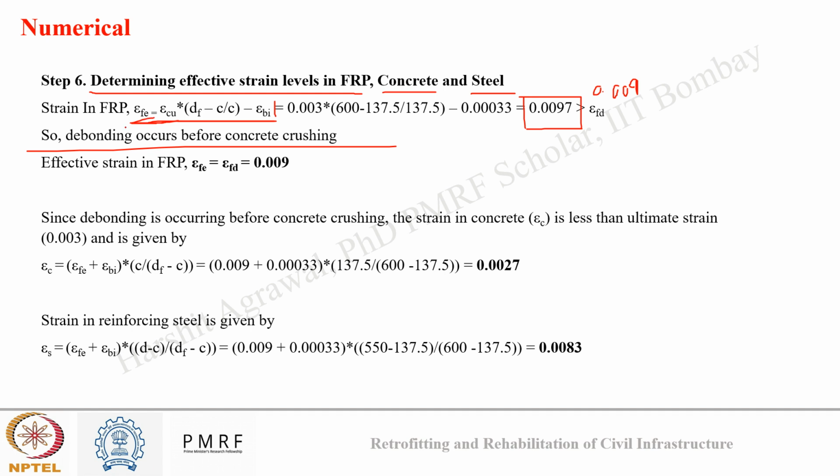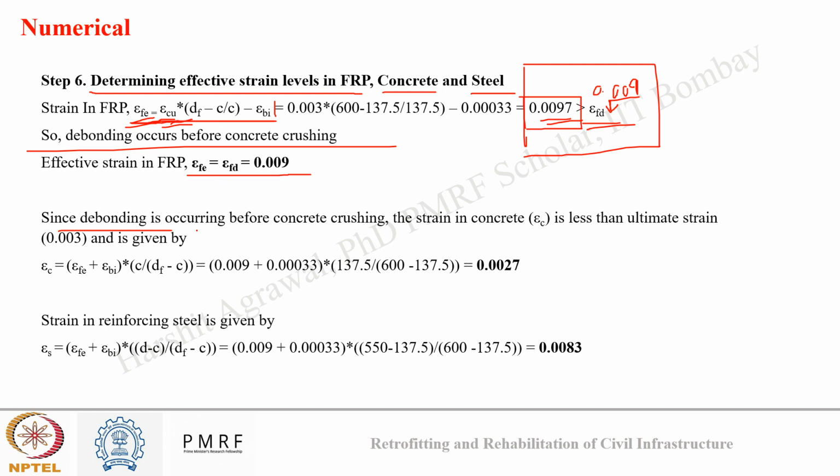Epsilon Fe we calculated by assuming that the strain is compatible with concrete crushing. But since this value is more than epsilon Fd, this means that debonding will happen even before concrete crushing, and thus my strain in FRP at ultimate level is the debonding strain only, and not the strain that we calculated using similar triangle property from concrete crushing. So this is a very important step in design. You need to always check what failure mode is governing and how it is dictating the property.